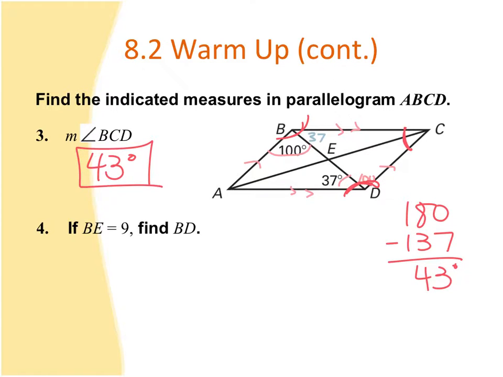And then 4 says that BE is 9, find BD. So this is based on your diagonals, right? We said that the diagonals bisect each other, which means BE would be equal to ED, which means ED is 9, and that would make BD what? Good. Questions on any of those?